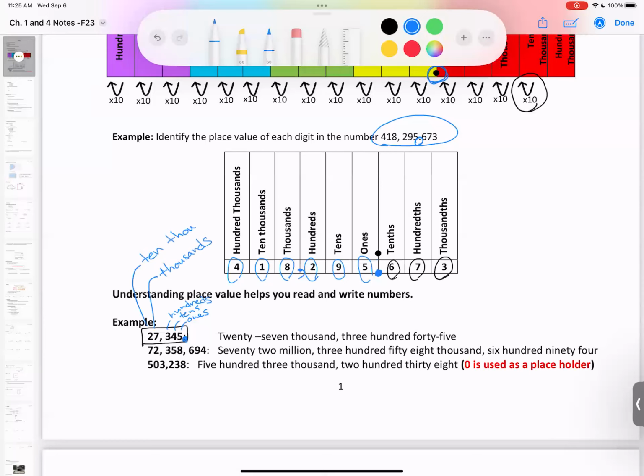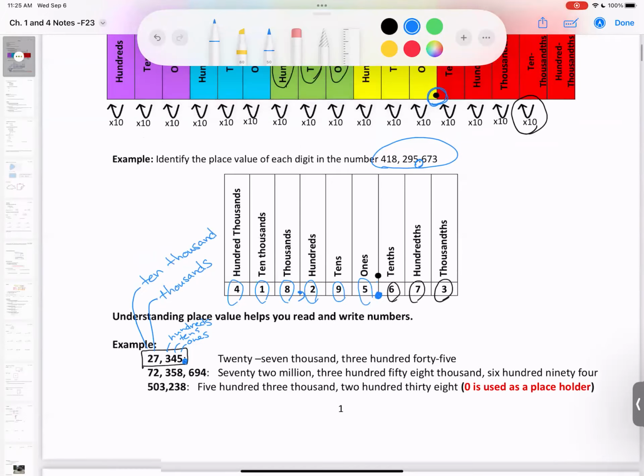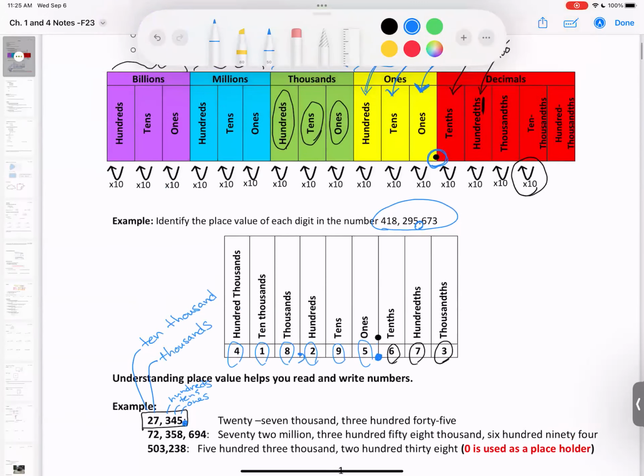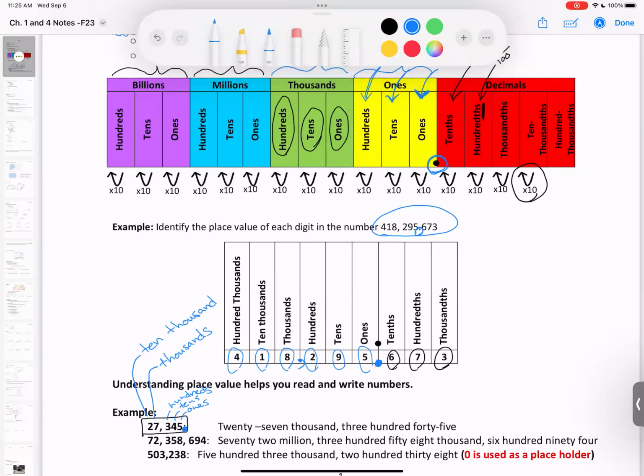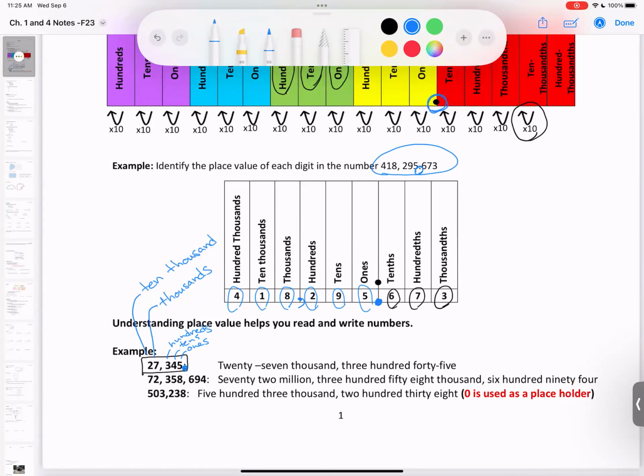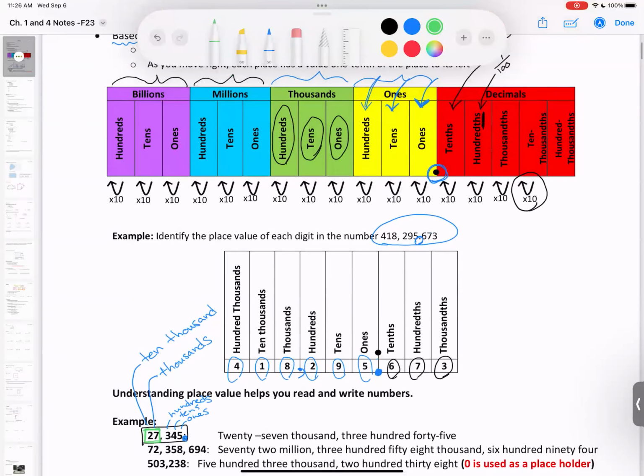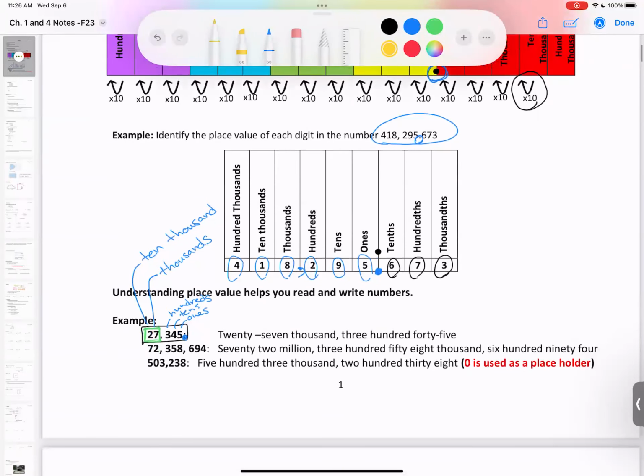When you go to say the word for this number, we're going to do it in chunks, like you see colored here in different colors. If we look at what we saw in green up above, this 27, those are our thousands. So we have 27,000. And then up here we have those ones, the 3 digits that represent the ones in yellow. So we would say 27,000 and then 345.